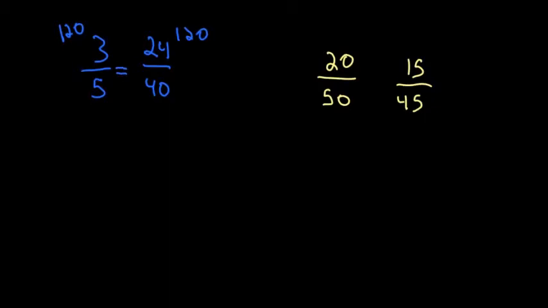Second one in yellow, those are some big numbers. I'm going to reduce before I multiply, so I can divide both 20 and 50 by 10 to give me 2/5. I can divide 15 and 45 by 5. So 15 divided by 5 is 3, and 45 divided by 5 is 9. Now I can cross multiply. 5 times 3 is 15. 9 times 2 is 18. These do not equal, so they do not form a proportion.